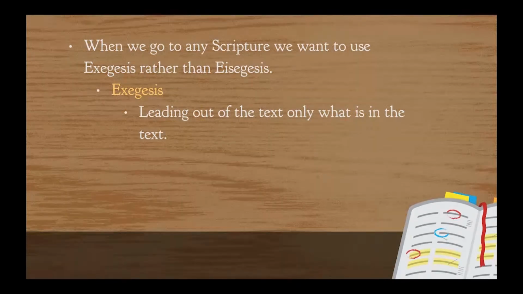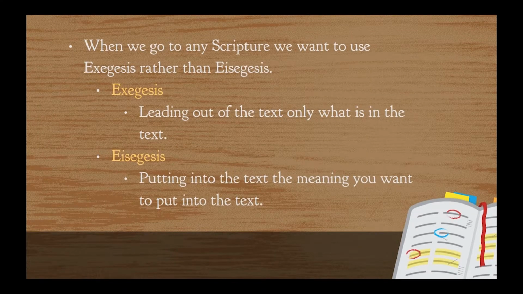Let me go, as we said before, to the author to understand what he was trying to say. Not going to the author and telling the author, let me tell you what I think you are saying. That would be eisegesis, putting into the text the meaning you want to put into the text. You can go to the Bible and approach it with an idea or doctrine already in mind and then interpret the Bible accordingly. You can say, this is what I believe, and I'm going to go to the Bible and prove it and make it so. I'm going to put into the text the meaning I want to put into the text.